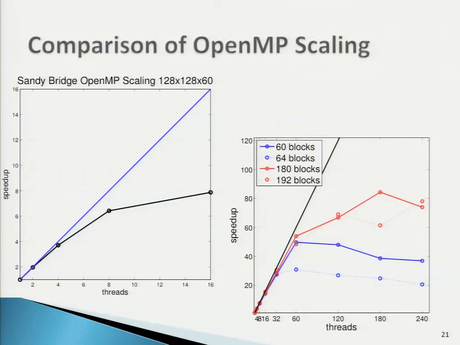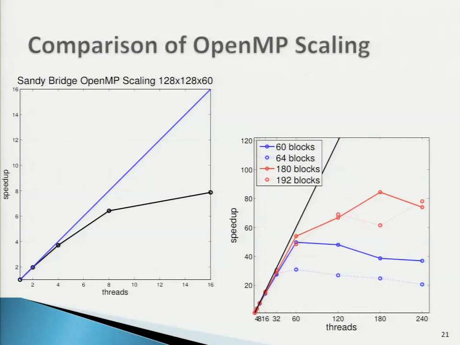And then this is a comparison. Just ignore the solid lines for a moment. But this is a comparison of what happens when you get a subdomain that has 64 blocks or 192 blocks, that is, the number of blocks doesn't evenly divide into 60. And you see that here we only get scaling up to 32 cores, and then the performance drops off.